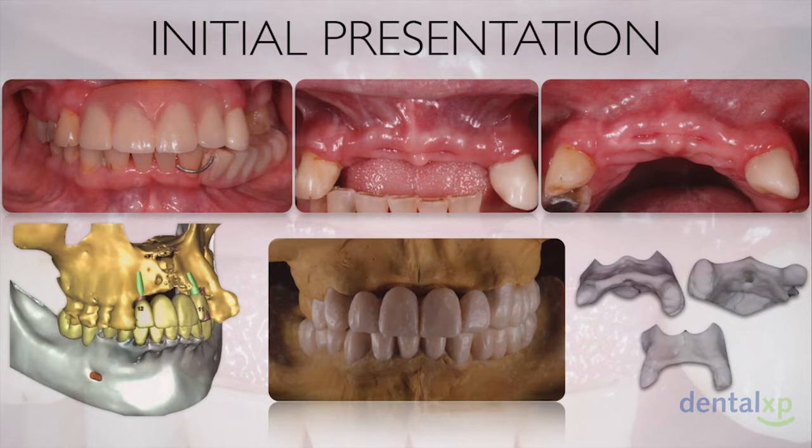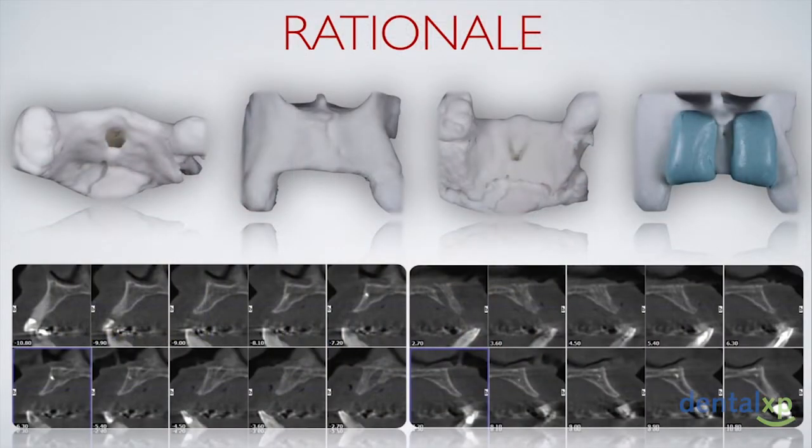Also, with the aid of the 3D imaging, we're able to print some 3D sterilizable stereolithic models to help us in planning the augmentation procedure, as well as explaining to the patient what we're going to be doing. If you take a closer look at the CT scan images, you can appreciate the amount of atrophy that resulted from the previous trauma to the site.